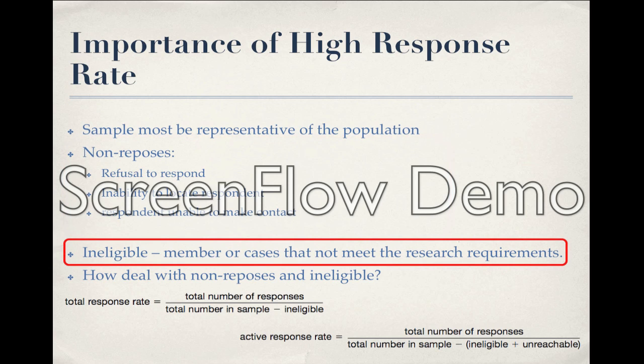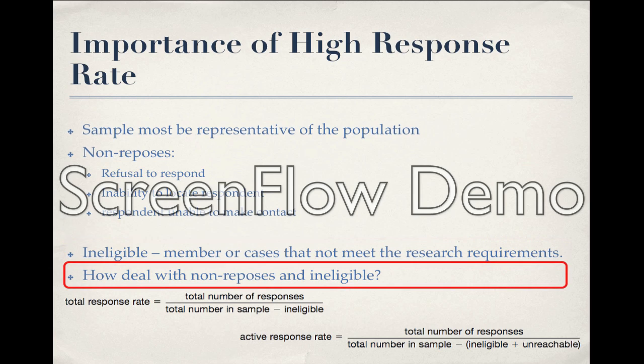Besides non-response, you also have the case of ineligibles. There are members of the sample that do not meet the research requirements for whatever reason, and you cannot consider those as responding to your research. So how do you deal with those non-responses and ineligibles? We have here an example of how to do that.